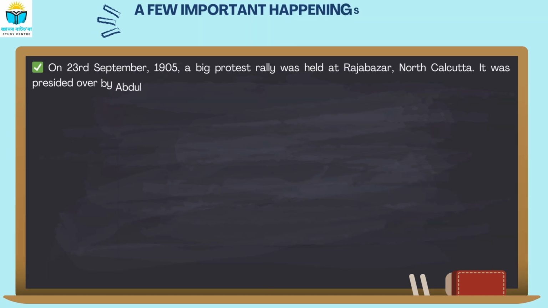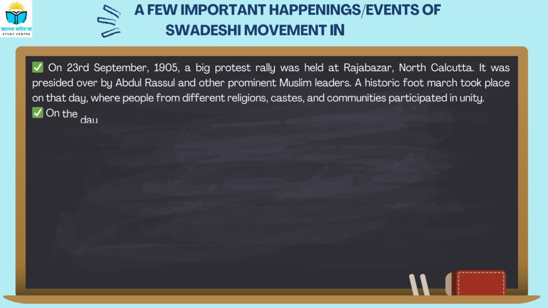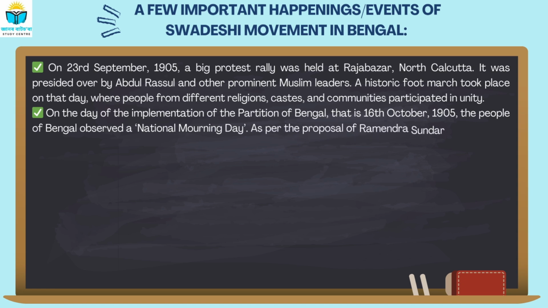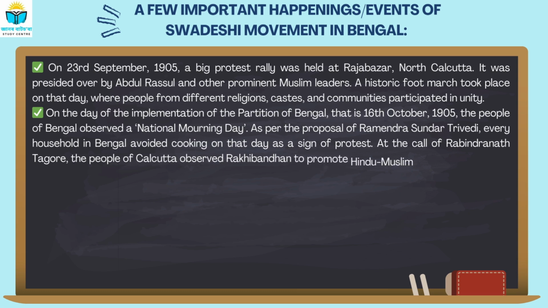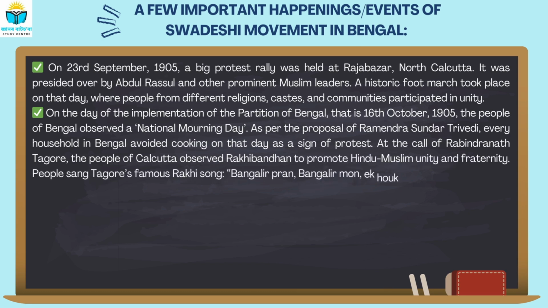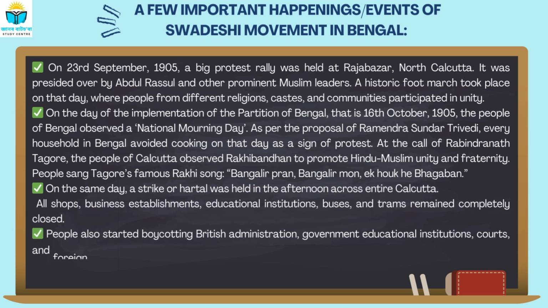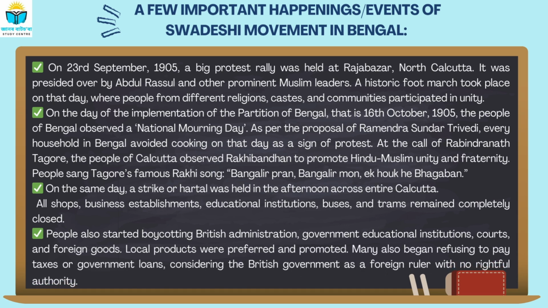On 23rd September 1905, a big protest rally was held at Rajabazar, North Calcutta. It was presided over by Abdul Rasul and other prominent Muslim leaders. A historic foot march took place on that day, where people from different religions, castes, and communities participated in unity. On the day of the implementation of the Partition of Bengal, that is 16th October 1905, the people of Bengal observed a national mourning day.